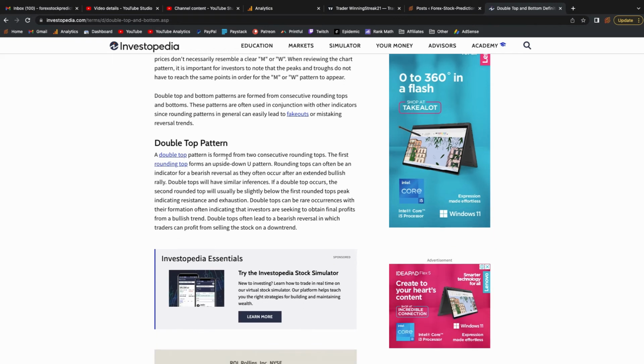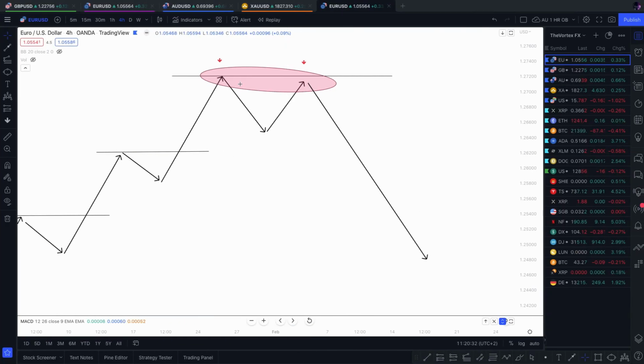A double top pattern is formed with two consecutive rounding tops, right? Rounding tops can often be an indicator for bearish reversal. This is what we've discussed. So they're just saying they're not necessarily as beautiful and pointy as this. And we know this, right? Candles can be messy. This is what we were saying. So the tops can be a bit more rounded, right? Not as pointy. And that's just price action, all right?